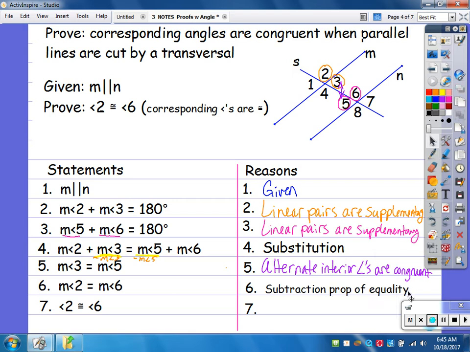And then our last step is we went from saying the angle measures were equal to now saying that the angles are congruent. That is the definition of congruent angles. All right, so that would be our reason: definition of congruent angles.